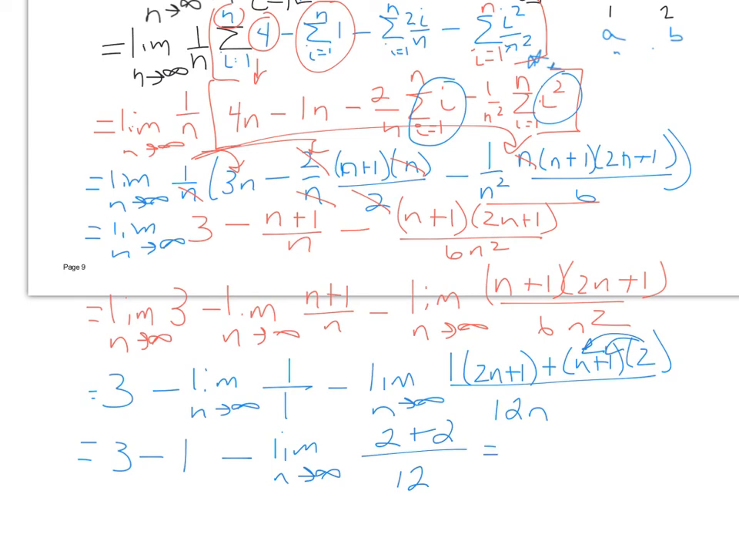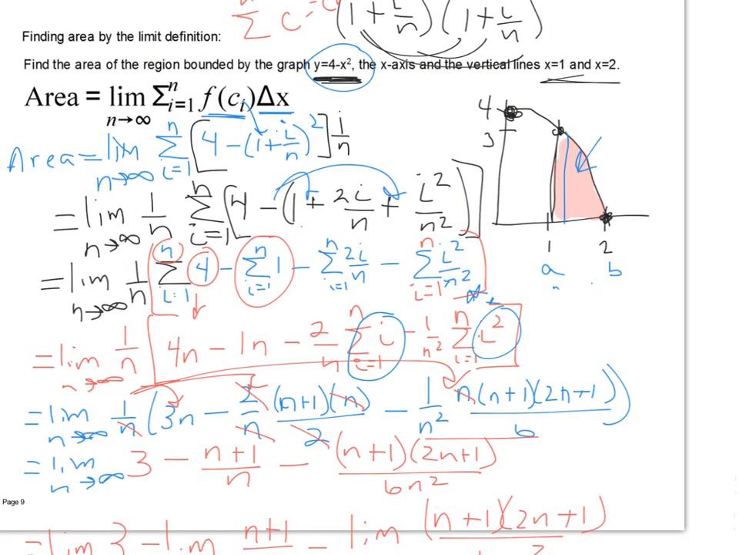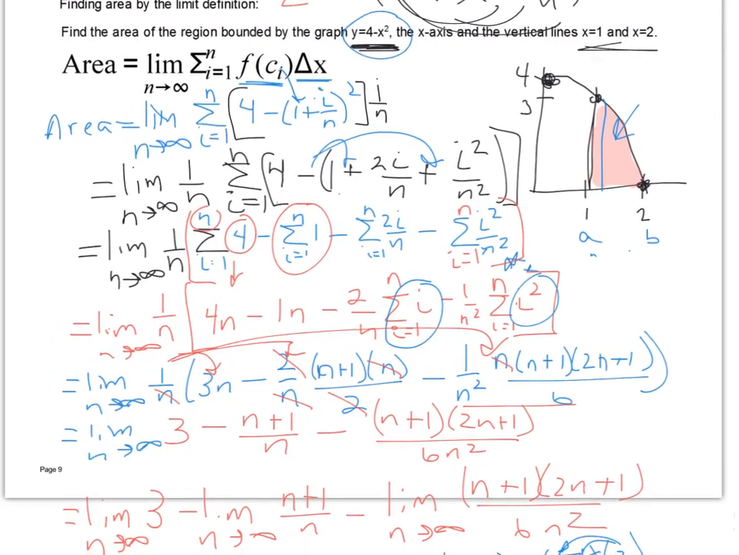So this whole thing is 3 minus 1, which is 2, plus 4/12, 1/3. So you get 2 and 1/3, or 7/3, either way. And that's the area under the curve that we talked about way up here right there. Now, yes, this is tedious and long.